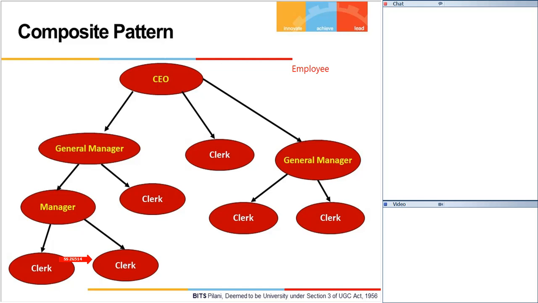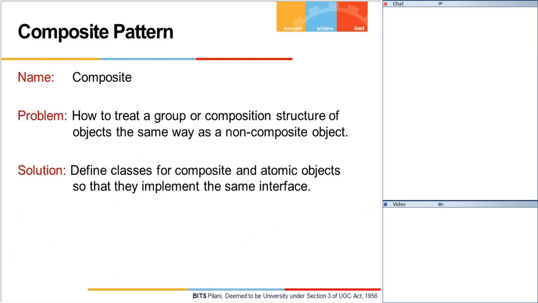However, it is important that each one of them is the employee of the company and is governed by the rules of the company. The idea is we want a pattern so that we are able to access each of these objects, whether composite or atomic, through a common interface, right? So let's see the problem that the composite pattern aims to solve. How to treat a group or composition structure of objects in the same way as a non-composite object?